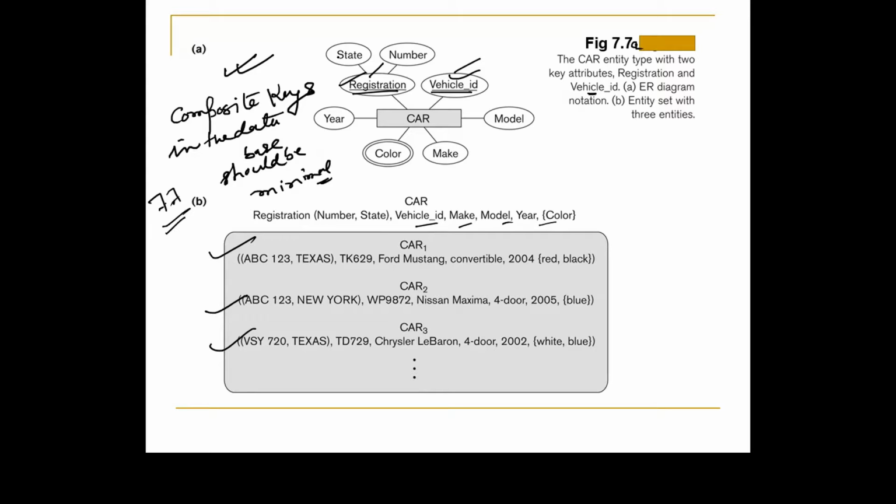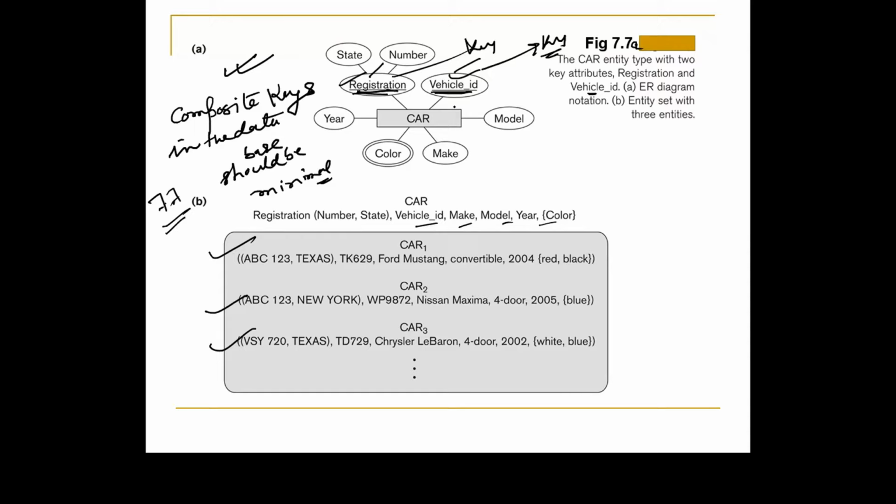Some entity types can have more than one key attribute. So here that is what I am mentioning. It is not a composite key. I think I was wrong. These two are not composite keys, I suppose. This is a key. This is also a key. Okay, there are 2 keys available in this car table.